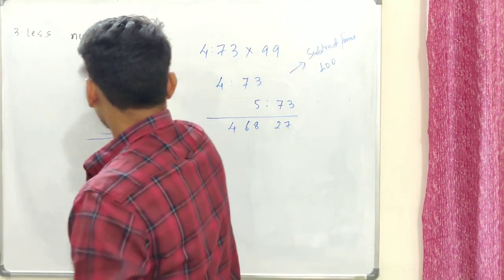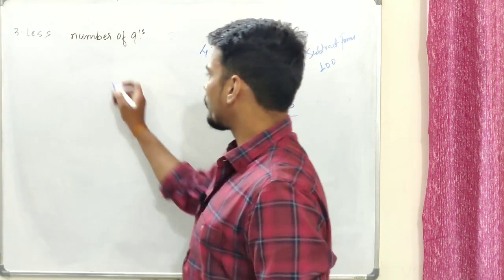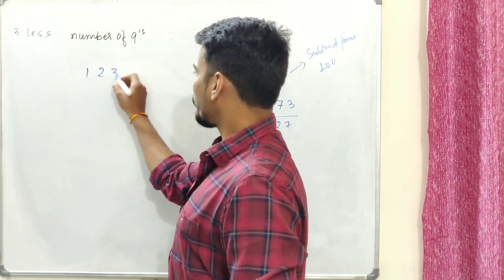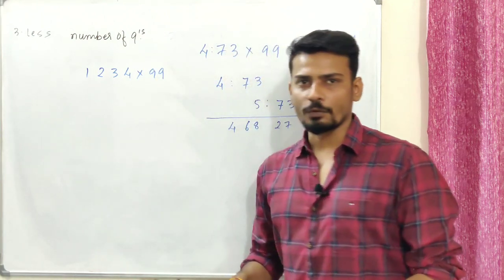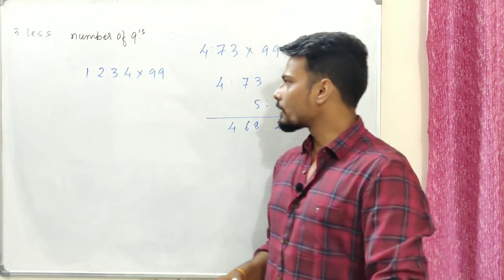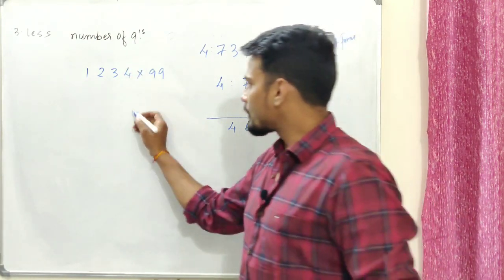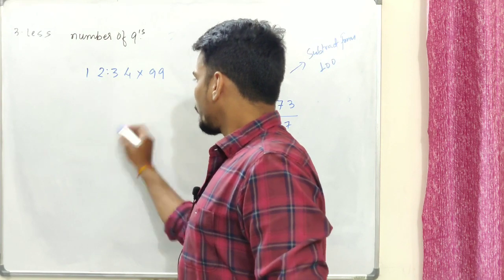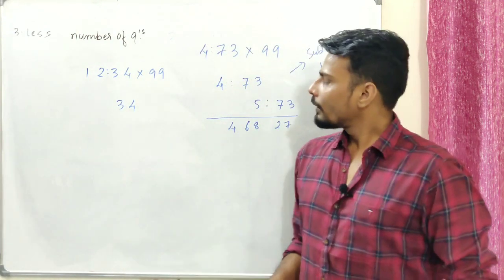Let's talk about a number with slightly more digits. Maybe I can choose to have 1234 times 99 over here. I'm going to do the same process. I'm going to put a semicolon after the 2 digits, and over here I'm going to write 34.